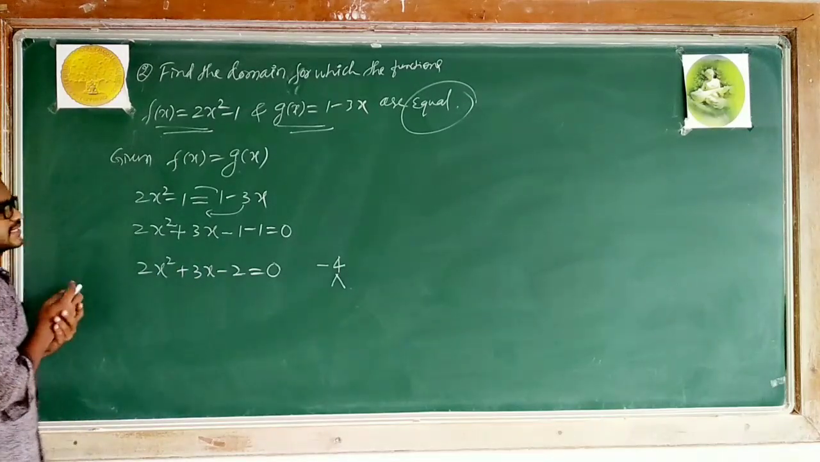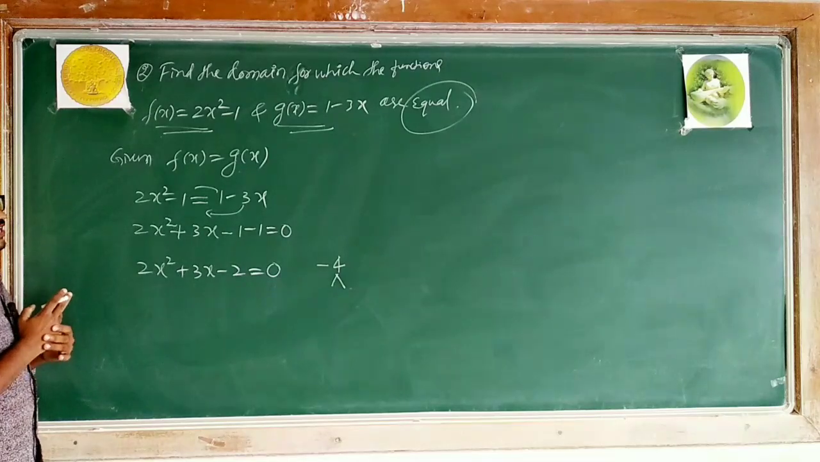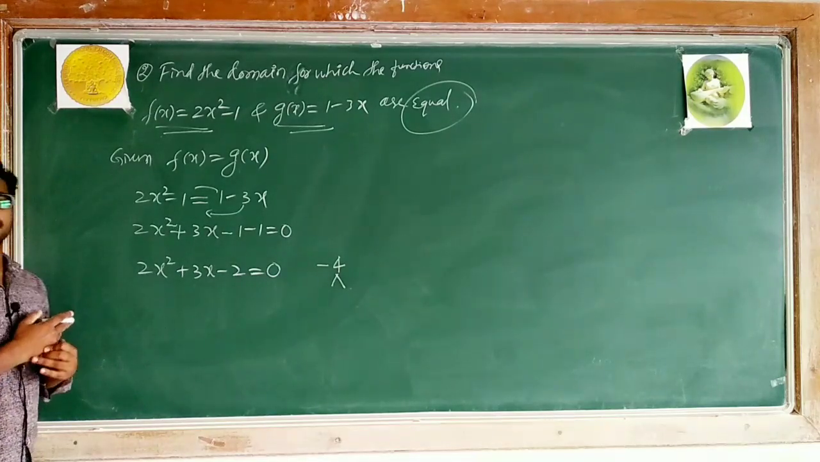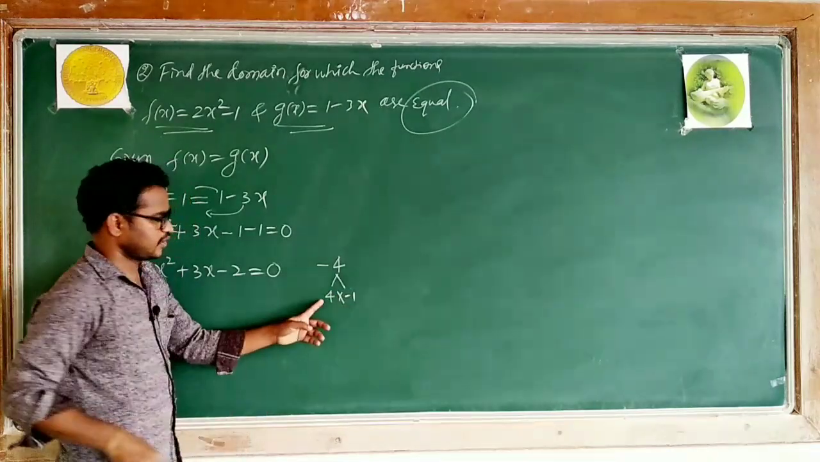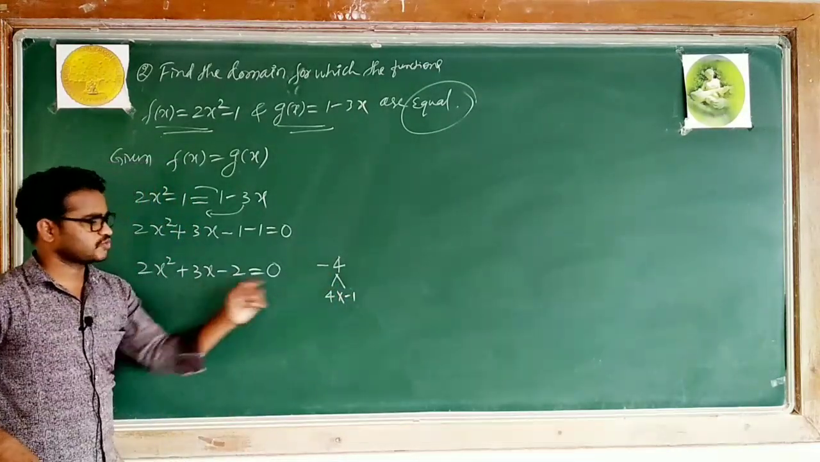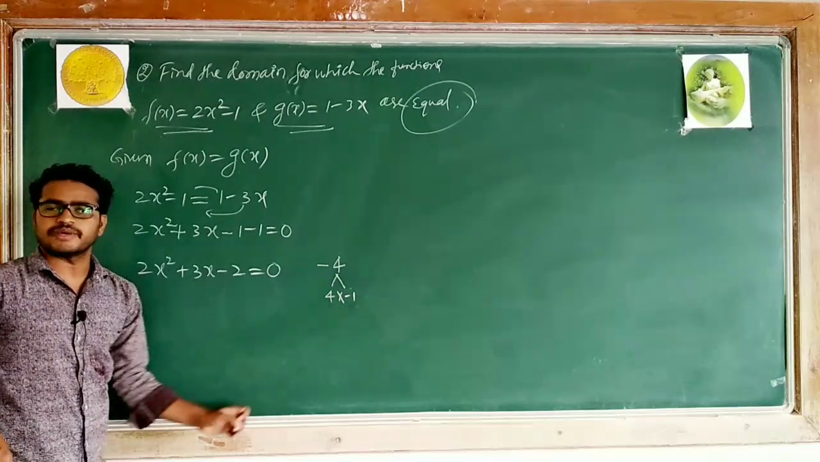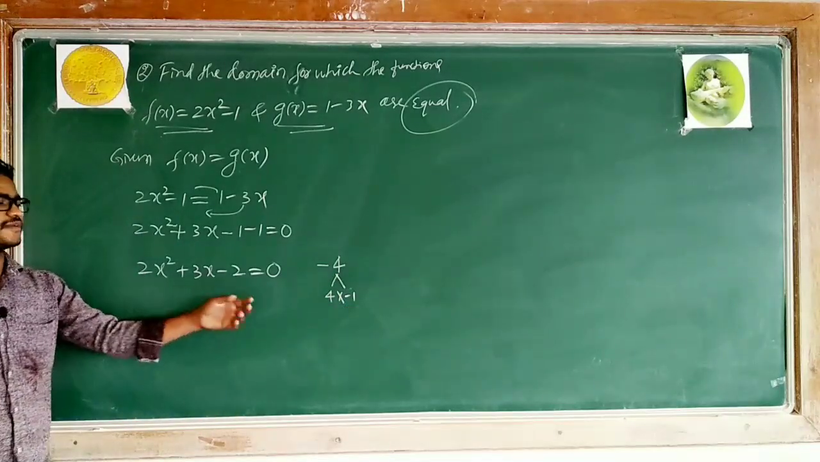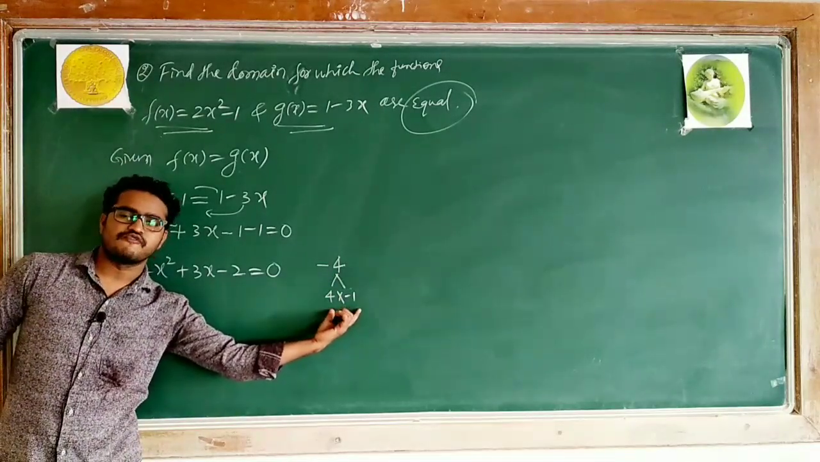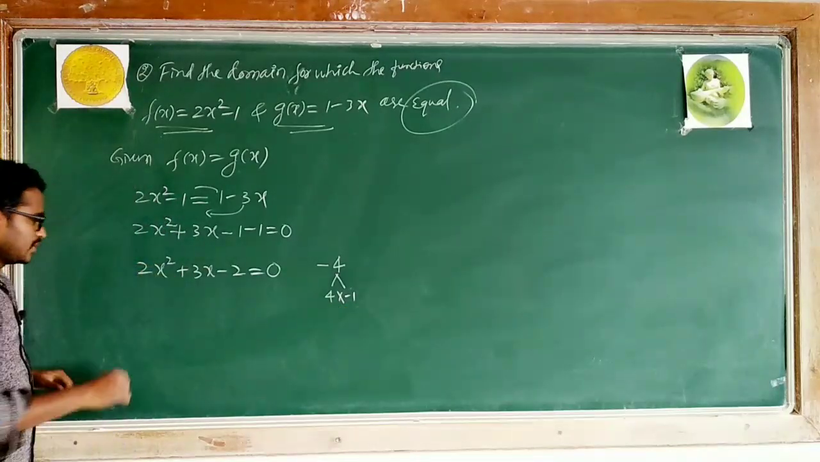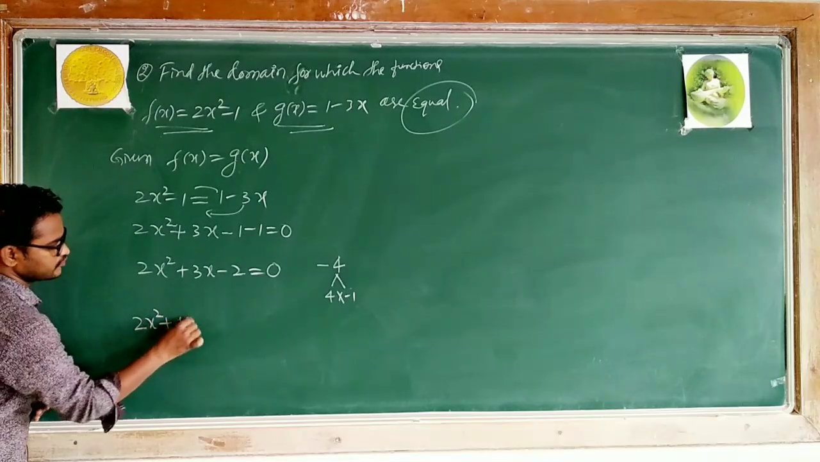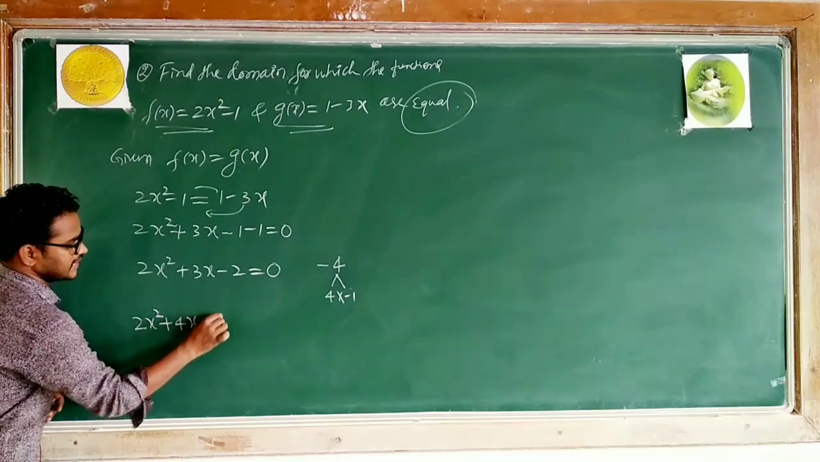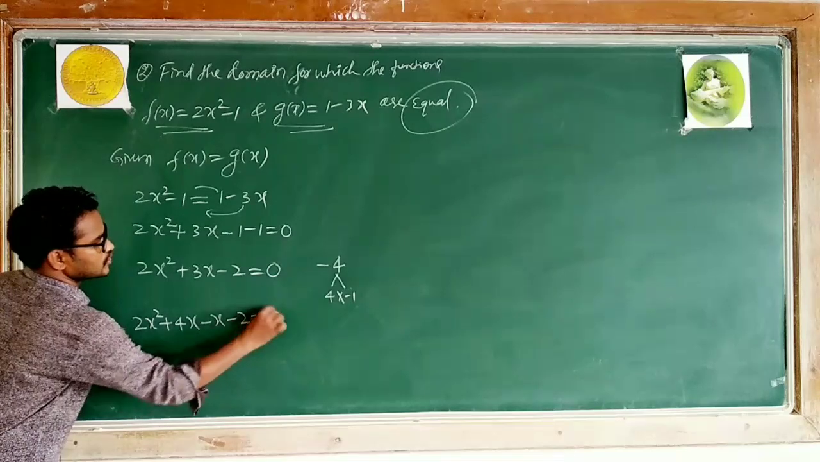Can I say that minus 4 means plus 4 into minus 1? Multiply 4 into minus 1, you will get minus 4. Addition of 4 and minus 1, you will get plus 3. Can I say the possible factors are 4 and minus 1? So I can solve it: 2x square plus 4x minus x minus 2 is equal to 0.